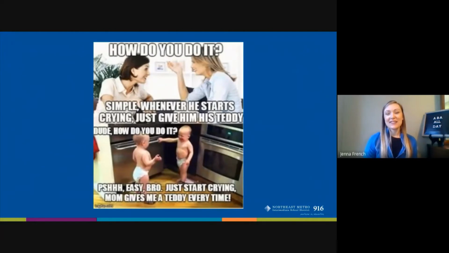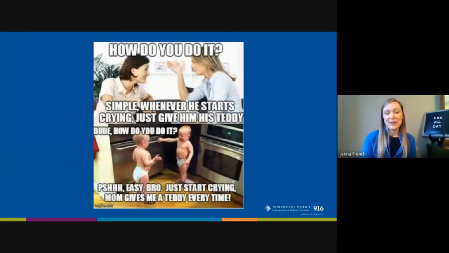So I thought this meme illustrated positive and negative reinforcement pretty well. So in the top example, the two moms are talking, and one of the moms says, simple, whenever he starts crying, just give him his teddy. And so here, the mom is negatively reinforced by her behavior, because when she gives the child the teddy, the crying stops. And so it removes the stimulus that she doesn't like.